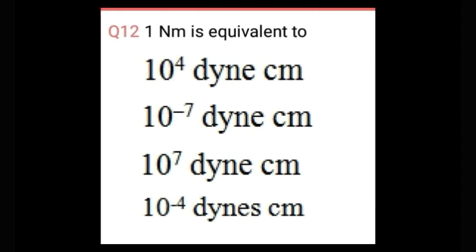Question number 12. 1 Newton meter is equivalent to 10 to the power 4 dyne centimeter, 10 to the power minus 7 dyne centimeter, 10 to the power 7 dyne centimeter, or 10 to the power minus 4 dyne centimeter. Your time starts now. The correct answer is 10 to the power 7 dyne centimeter.